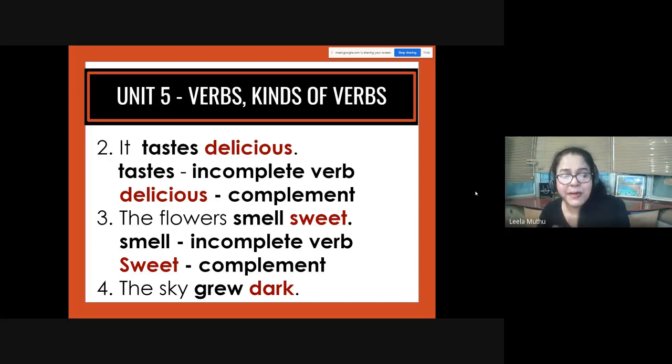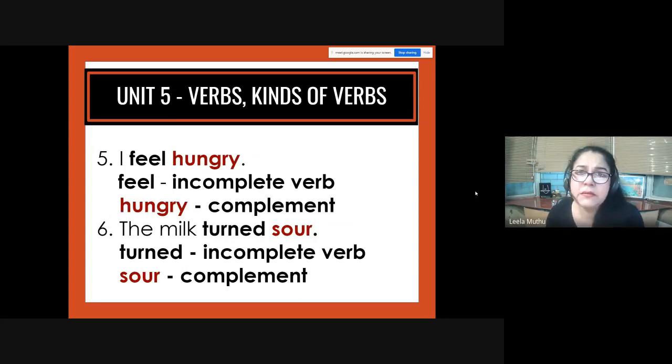Sweet is the complement. Okay, the sky grew dark. The sky grew what? Dark. The sky grew. Ooh, I didn't know skies could grow. The sky grew what? The sky grew dark. Dark is a complement. Grew is an incomplete verb. I feel. I feel what? Hungry. Feel is incomplete, but when you add hungry, it makes complete sense.